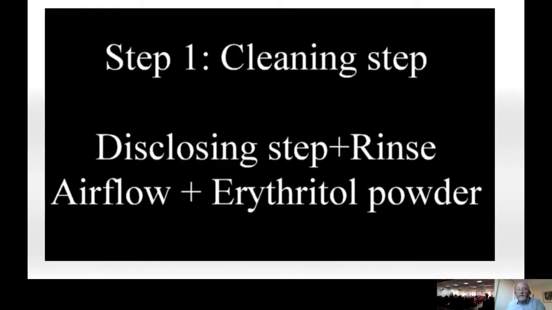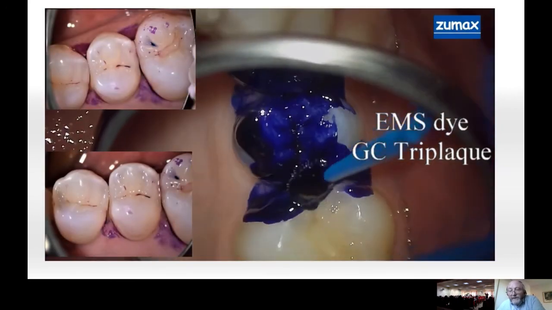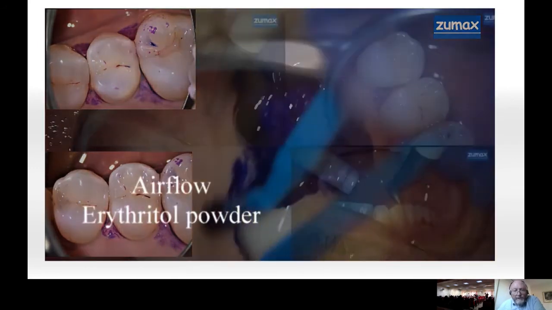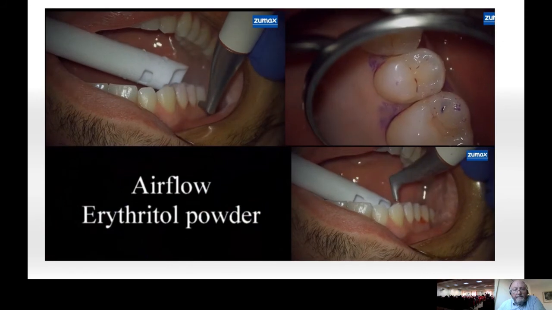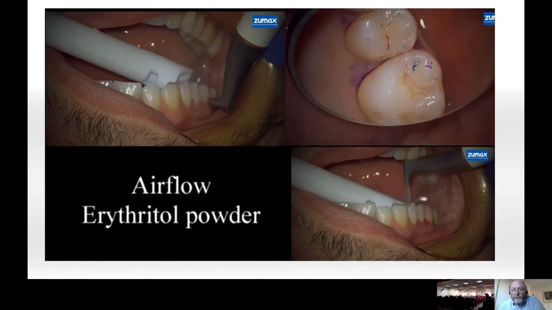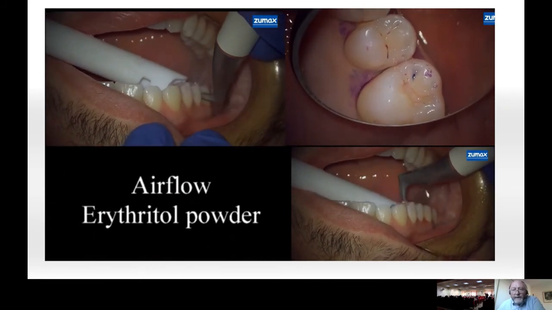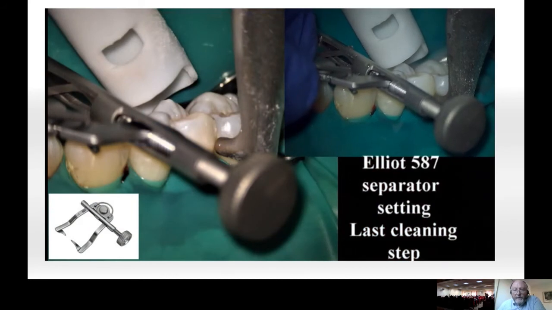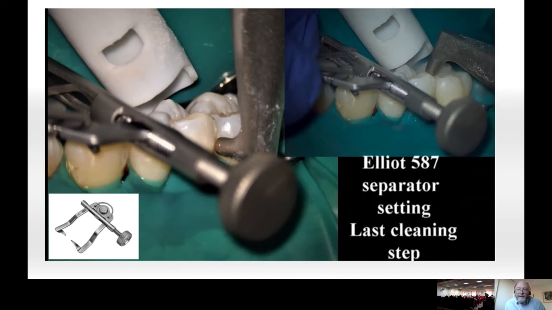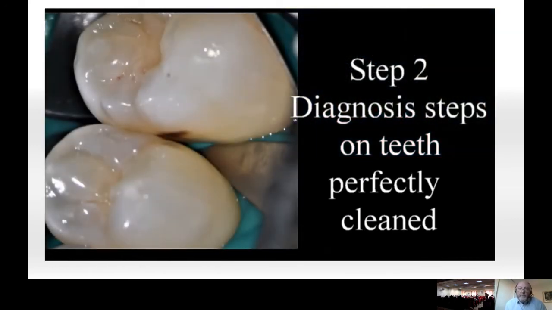So let's see all together how we use silver diamine fluoride. So in the proximal area, I hope that you can see the video. You can have a look. We disclose the biofilm using the color dye, plaque dye, and then we gently clean all the surface before using silver diamine fluoride. And then we use an ivory separator to separate, and then we clean again to remove the residual biofilm in the deeper side.